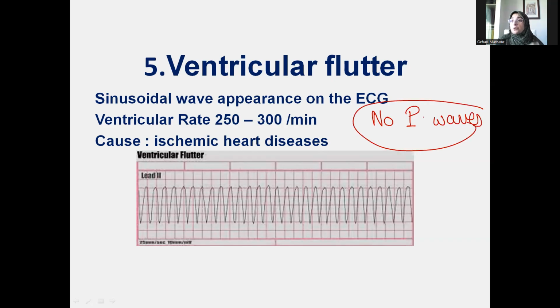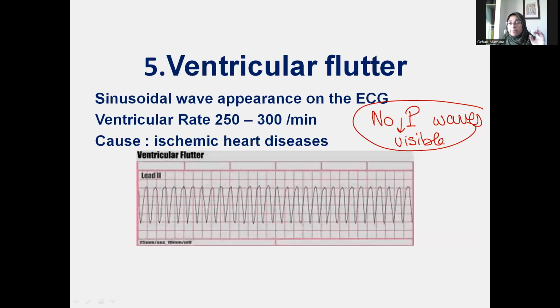Why? Don't the atria depolarize? Doesn't the SA node work? It is working, and the atria are depolarizing. And there are P waves, by the way, but they are not visible on the ECG. So we had better say no visible P waves. Why aren't they visible? Because they are hidden by the very rapid sinusoidal QRS waves. We cannot call them QRS complexes. We just call them sinusoidal ventricular waves, and they hide the P waves.